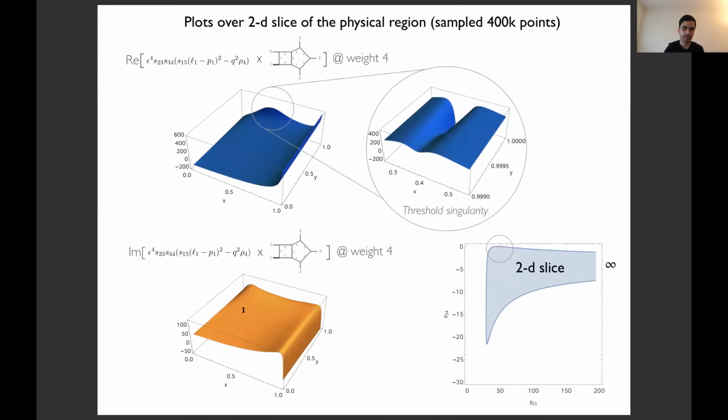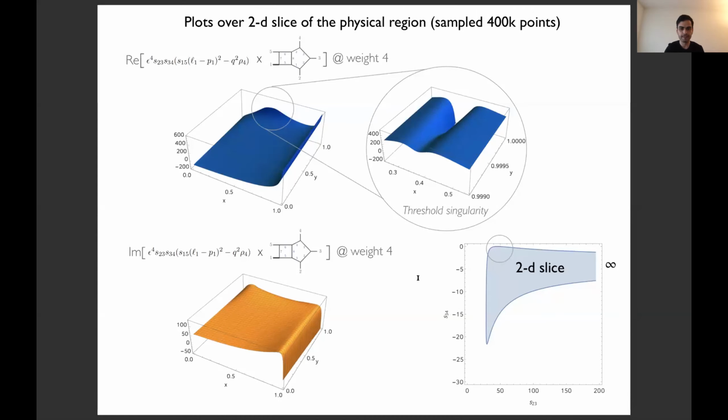So here I'm showing 3D plots for a sample pentabox integral at weight 4. Here you see the real part and the imaginary part. And this plot is done over a 2-dimensional slice of the physical region. So the physical region looks like this. We fix the values of all the invariants except these 2. And actually this slice is unbounded. So in order to present the plots, it's convenient to map these to a finite region, in particular with a variable change. So its form doesn't really matter here. You can map this to the unit square so that you get a compact domain for these plots.